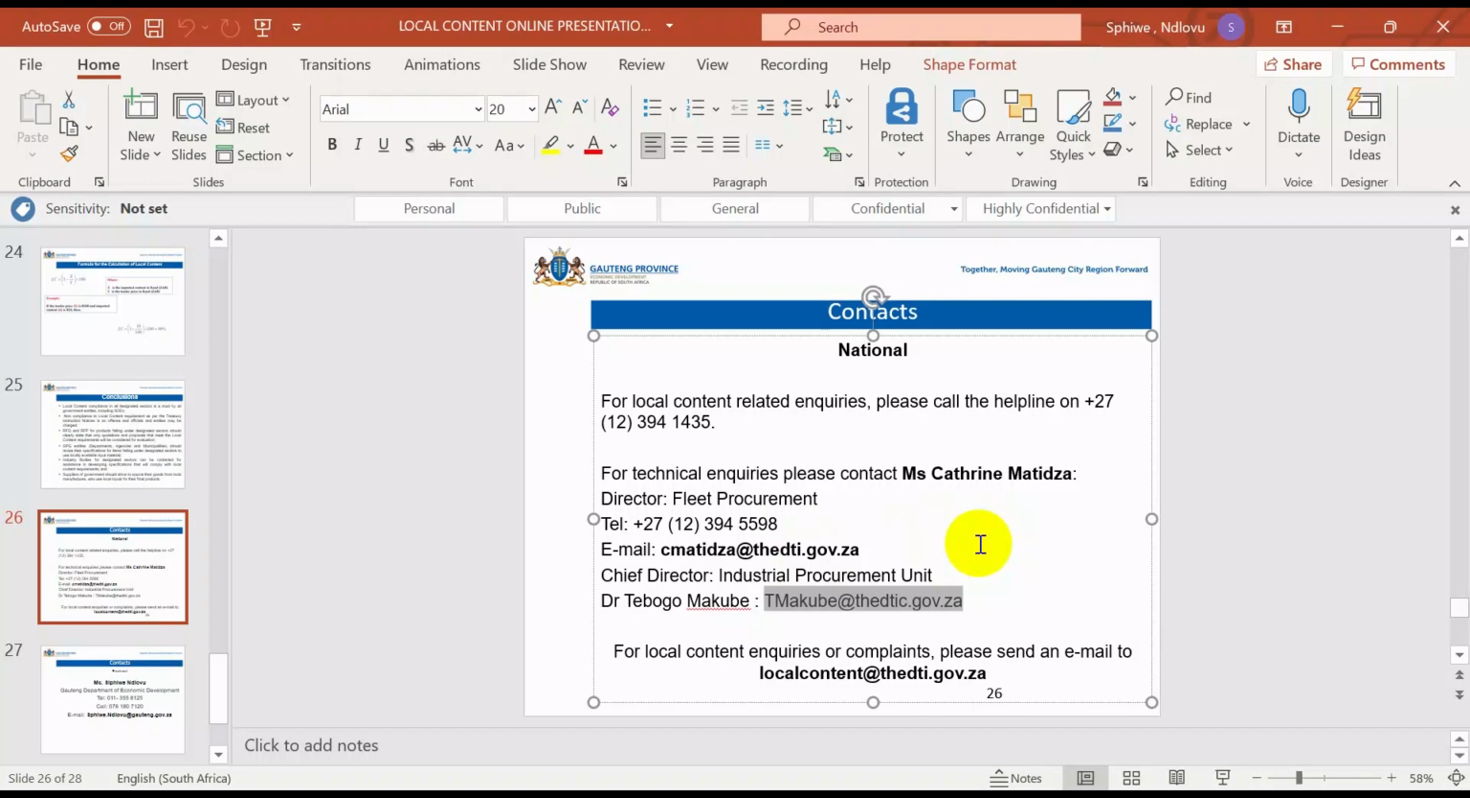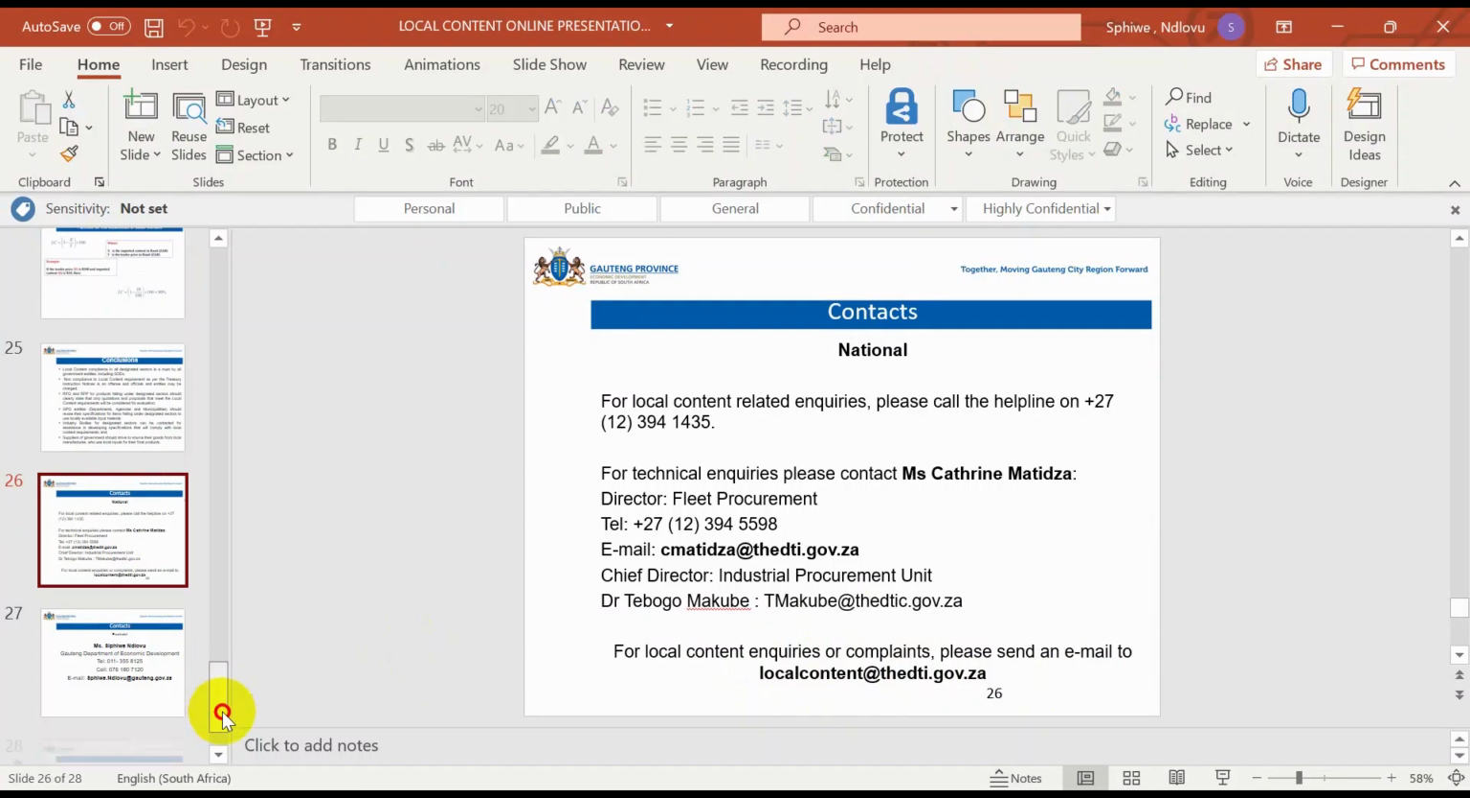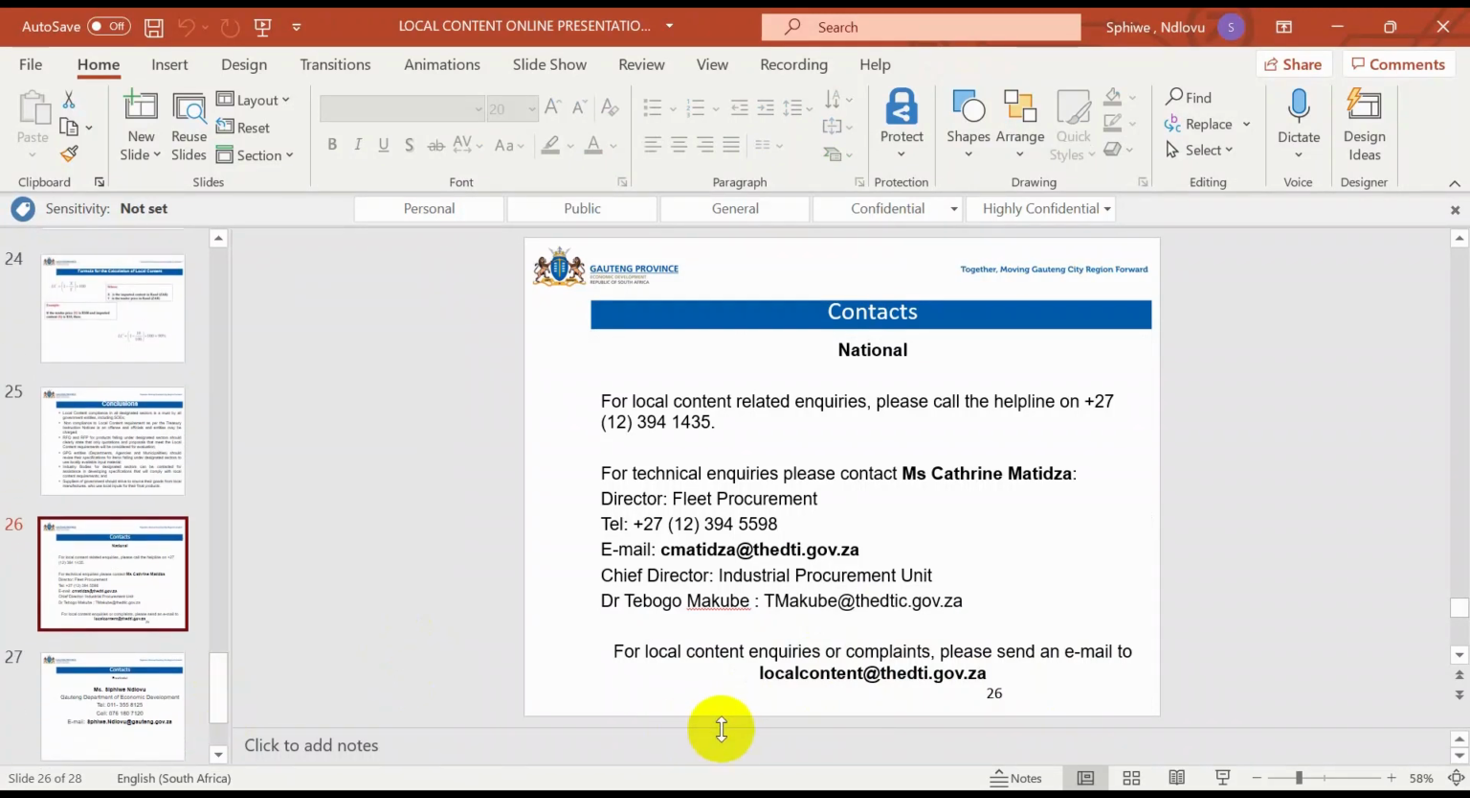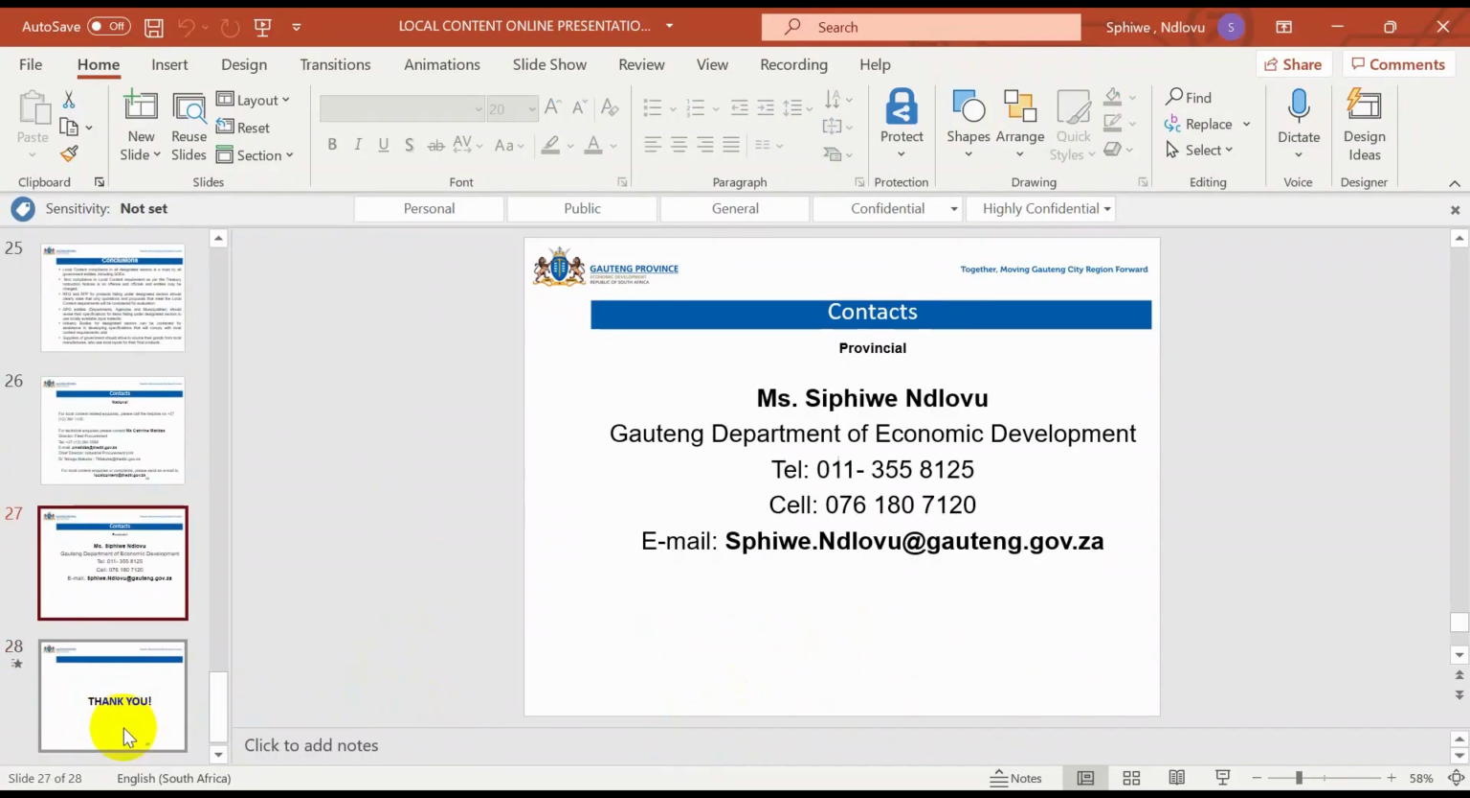So it becomes very critical that as soon as you receive the tender, don't wait till the last minute. Immediately check what is available, so that if you're going to need the exemption letter, you can start that process as soon as possible. For any other local content complaints and inquiries, this is the local content email that you can send all your queries and information or complaints to. And then these are my contacts: my landline, my cell phone, and my email address.